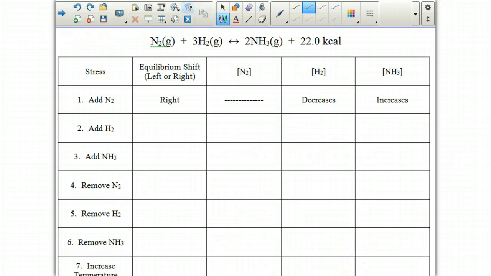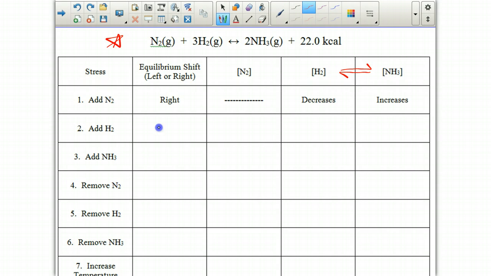So pause the video and attempt to apply all of those rules to this equation up here. Notice we have nitrogen reacting with hydrogen, and it's in equilibrium with ammonia. So you have nitrogen and hydrogen, and they are in a system of equilibrium with ammonia. These are my reactants. This is my product.